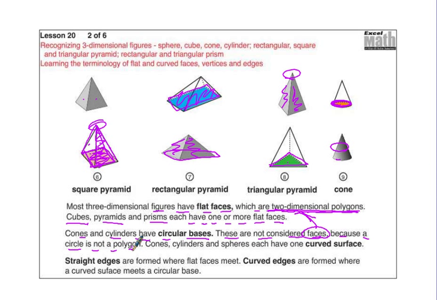You should know that from your understanding of polygons. Polygons have to have 3 or more straight sides with no openings. Well, a circle has no straight sides, so it's not considered a polygon, so it's not considered to be a flat face. Instead, we call it a circular base. Cones, cylinders, and spheres each have one curved surface. That would be this part right here. It's a surface and it's curved.